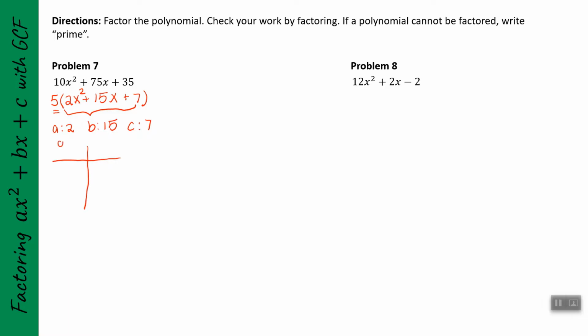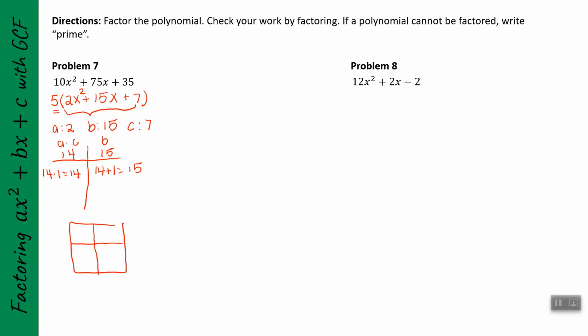So make my table. Left-hand column is A times C, so 2 times 7, which gives me 14. B is 15. And so to multiply to 14 and add up to 15, well, 14 times 1 is 14. And 14 plus 1 is 15. Don't forget about something times 1, or itself times 1. I feel like that factor is often forgotten about, but it is absolutely usable.